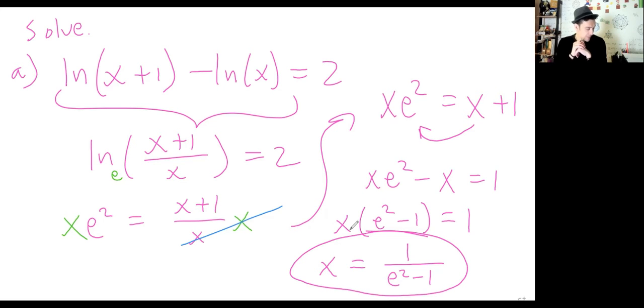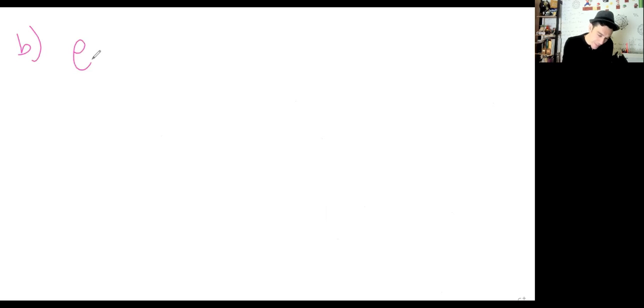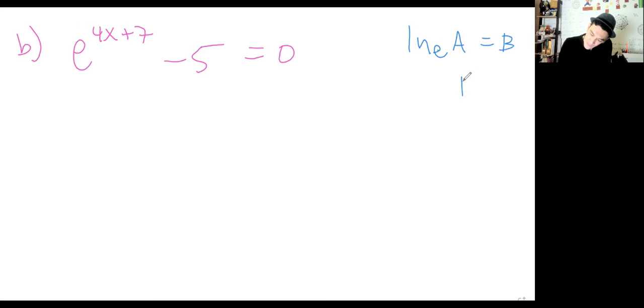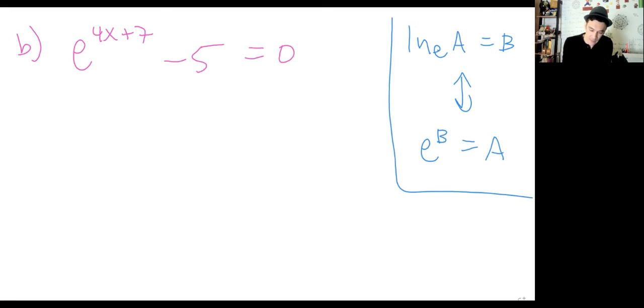Okay, let's do another equation, and then we'll do something else. So, example B. Let's clear the board. Example B. Let's go with e to the power of 4x plus 7, take away 5 equals 0. And while you're copying that down, I'll jot down the one reminder, which says ln of a equals b gives us e to the b is equal to a. It's the one FYI that we'll need. So why don't we add 5 to the other side?